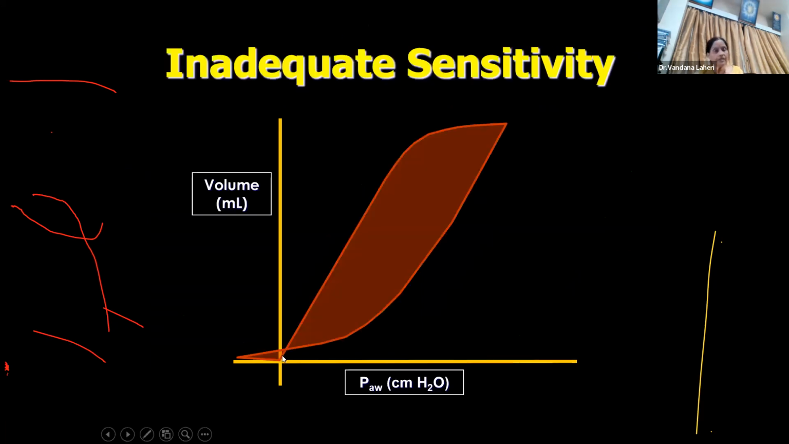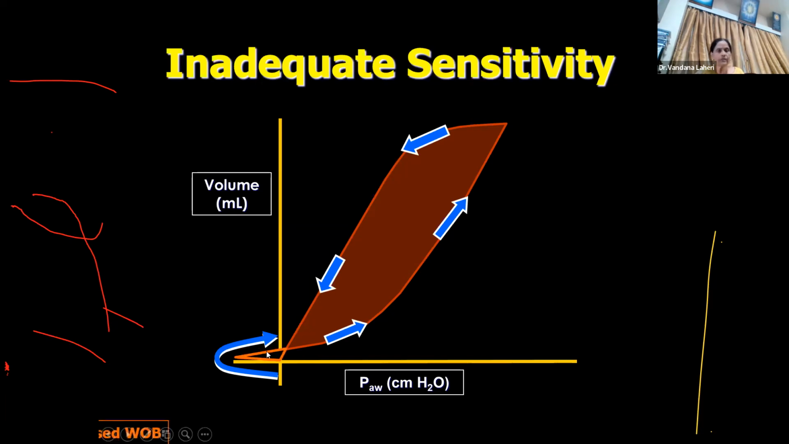Inadequate sensitivity. Now this is how the curve will look when the patient is breathing spontaneously. If your sensitivity is inadequate, this will move much, much higher because the patient is unable to breathe. So this will increase, work of breathing will increase. It will move further here.